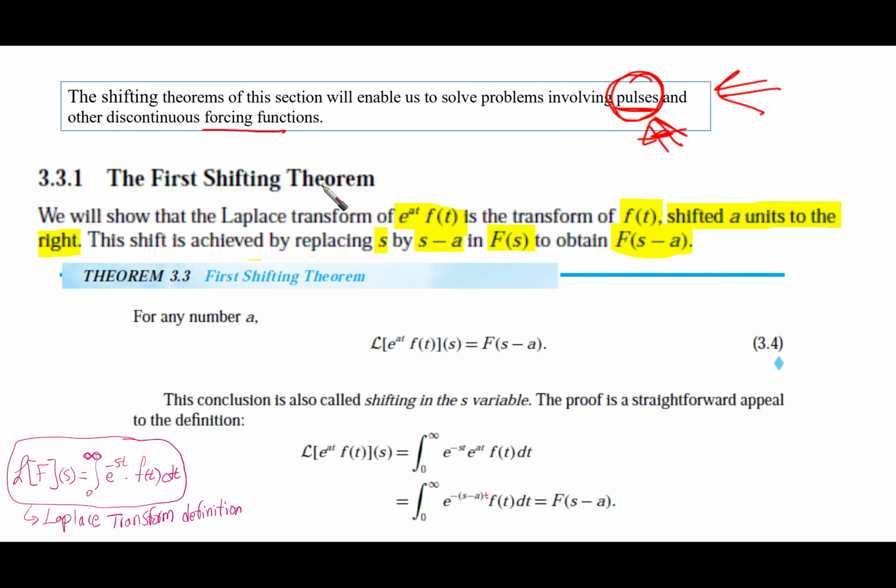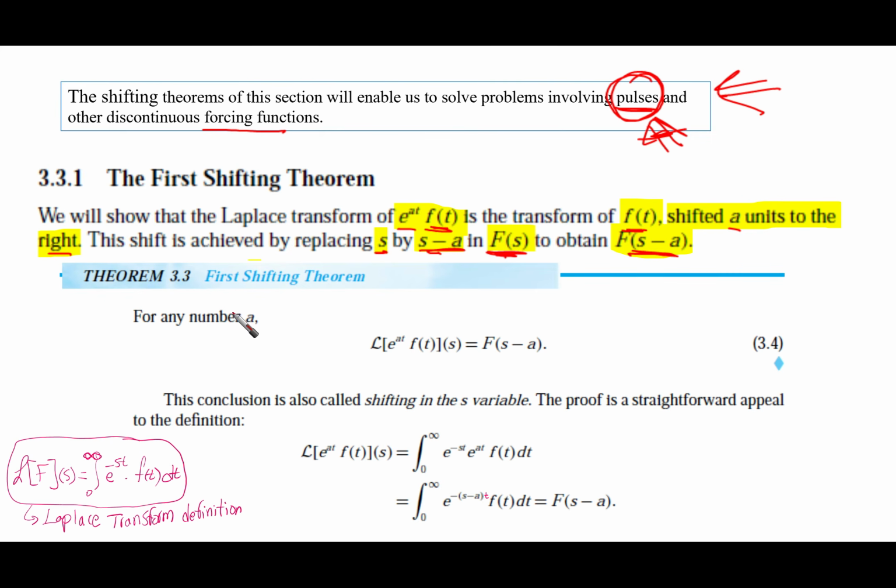The first shifting theorem: we will show that the Laplace transform of e to at times f of t is the transform of f of t shifted a units to the right. This shift is achieved by replacing s by s minus a in the Laplace transform of the original function to obtain F of s minus a. Maybe you do not understand. I guess that you didn't understand it very well, right? But remember that we're going to take an example and you are going to find it super easy.